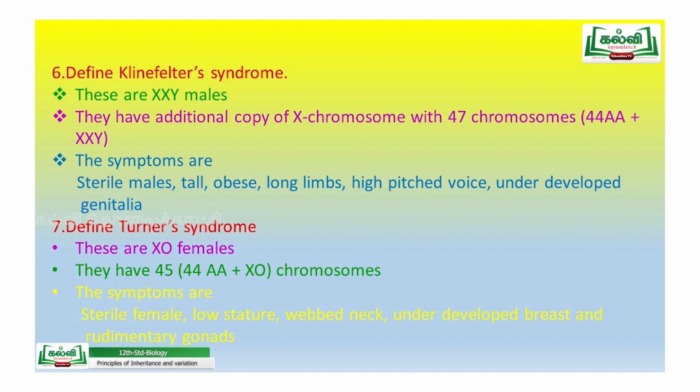The symptoms are sterile female, low stature meaning they are very short, and webbed neck, that means the neck and the head are very close, underdevelopment of breasts and rudimentary gonads. Gonads means the fallopian tubes and the ovaries are not properly developed. So, that is called the gonads.